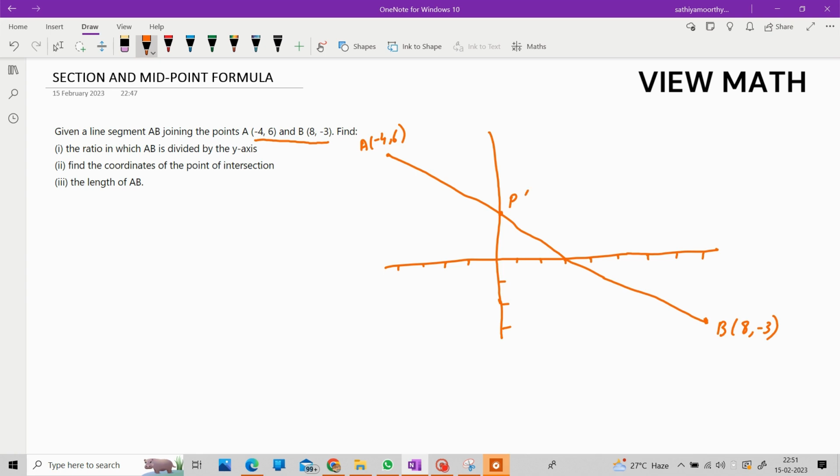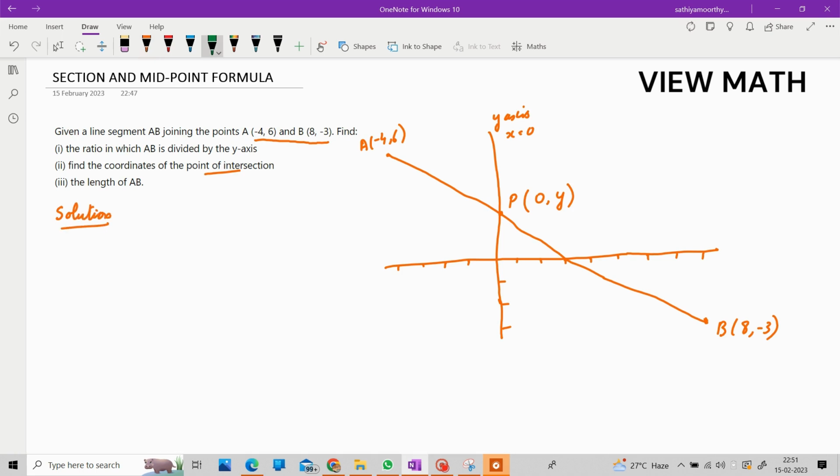Now this point of intersection, this is the y-axis. We know in the y-axis x is equal to 0. So this point x is 0 and y, I have taken it as y itself. I have to find out this y coordinate to find out the coordinate of the point of intersection. Then they're asking us to find out the length of AB, which using the distance formula we can find out. So let me proceed.